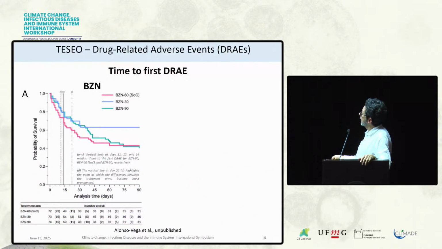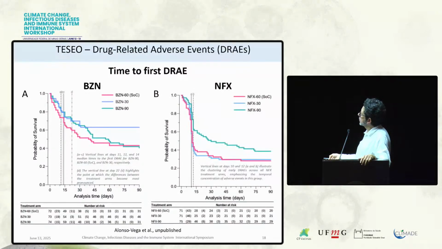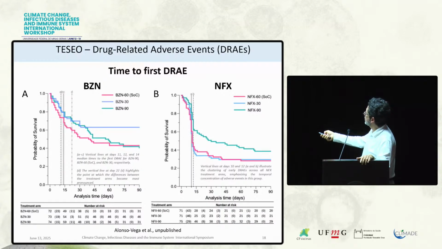So this is the data, time to first adverse event, drug-related, so we call them DRAEs. This is for benznidazole, and you can see that the benznidazole 30-day arm has much less cumulative adverse events in comparison to the standard of care 60 days and the 90-day. When you look at nifurtimox, we have many more drug-related adverse events. And perhaps the nifurtimox 90 days had much lower cumulative number of adverse events.